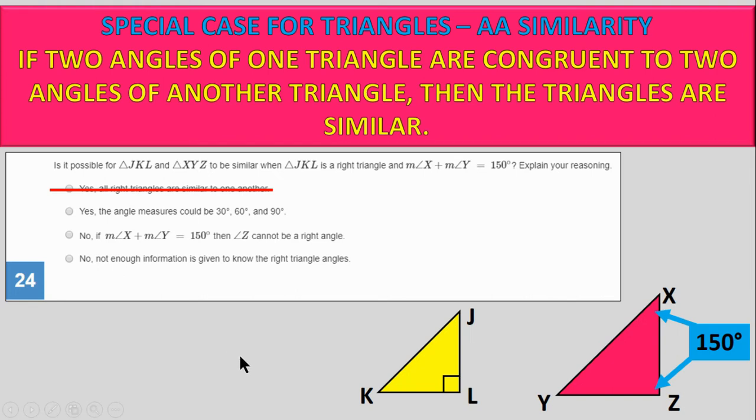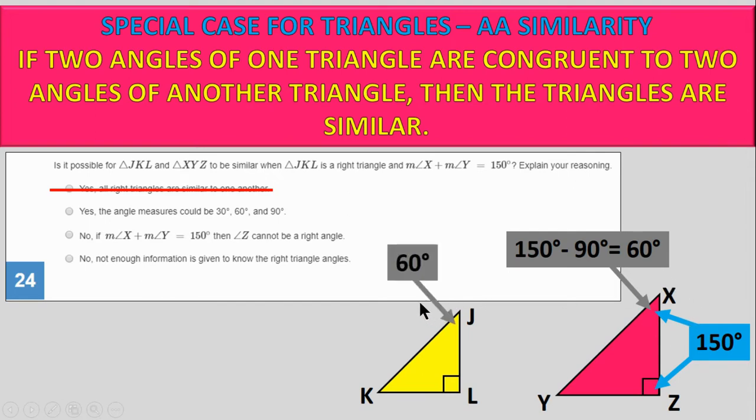Well, if they're going to be similar, then if angle L is a 90-degree angle, angle Z also has to be a 90-degree angle. If I subtract, I can find now that angle X has to be 60 degrees. And if these are going to be similar triangles, then angle J also has to be 60 degrees. So right now I've just answered the question. Is it possible for these triangles to be similar?